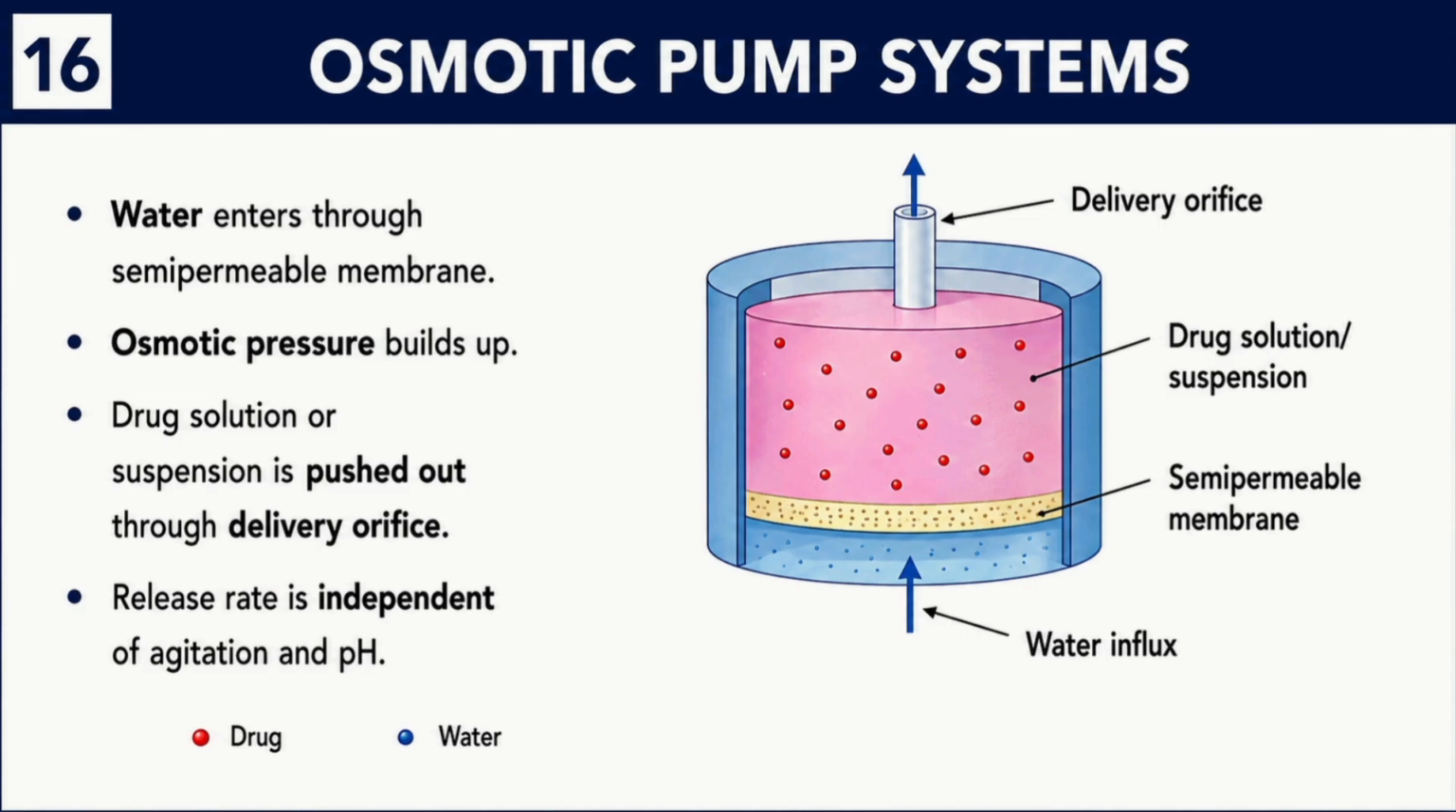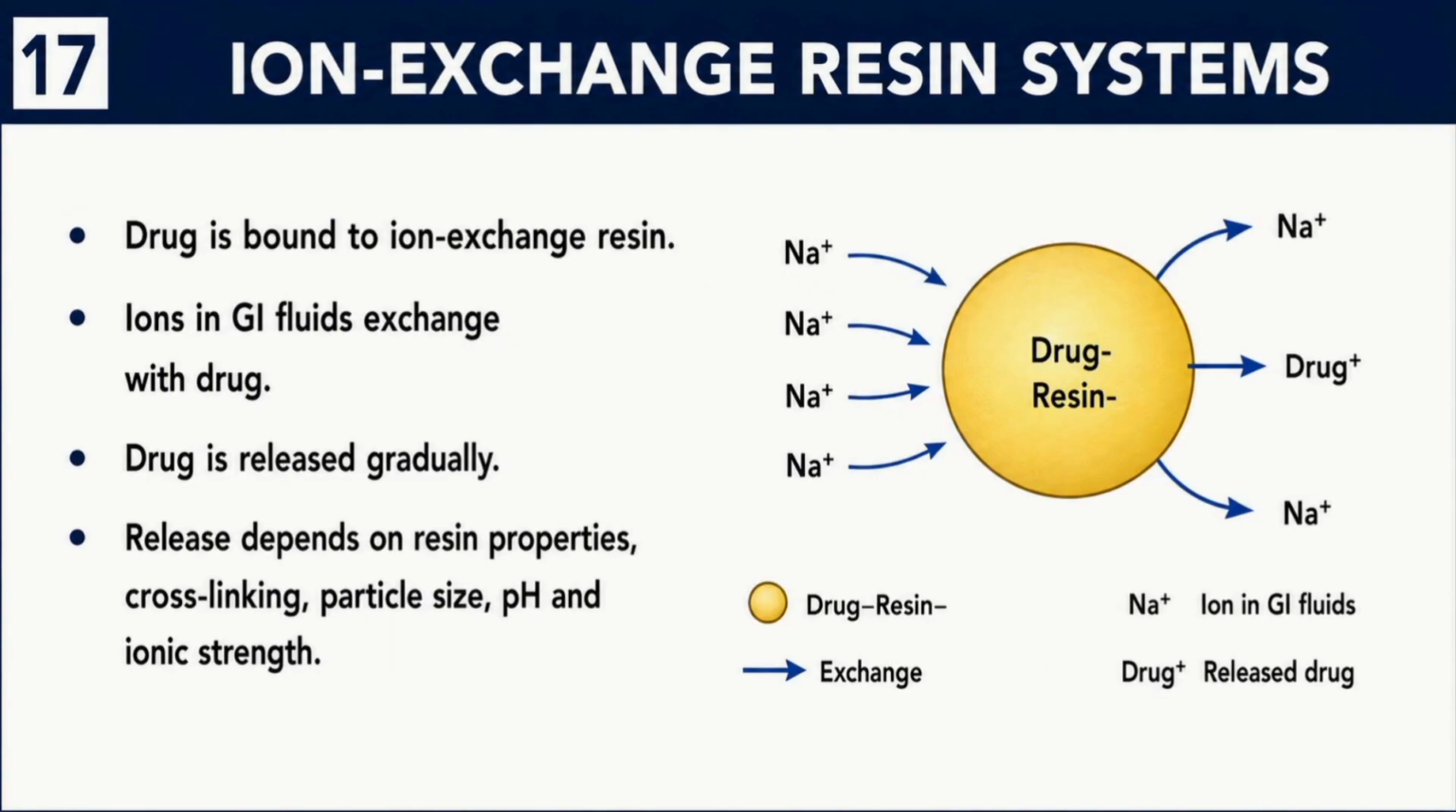One important advantage of the osmotic system is that the drug release can be made relatively independent of several physiological variabilities compared with the conventional matrix systems. Okay, and next is the ion exchange resin systems.